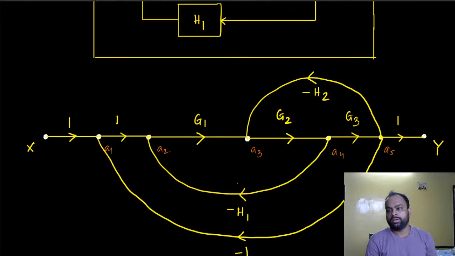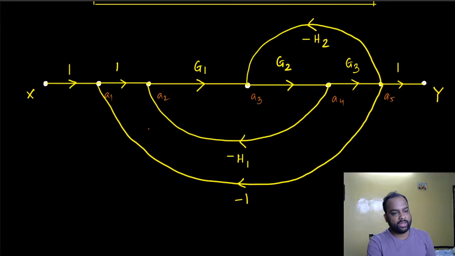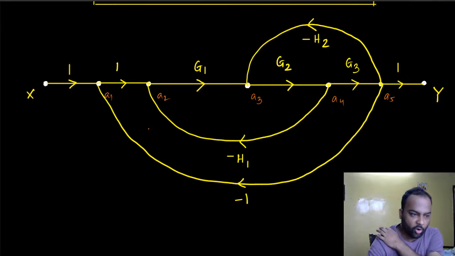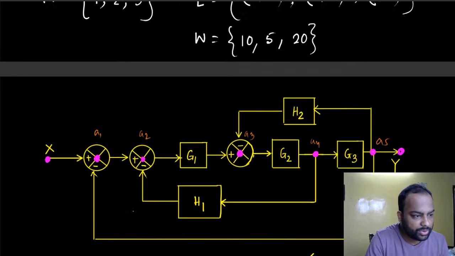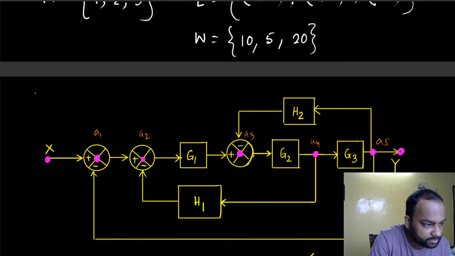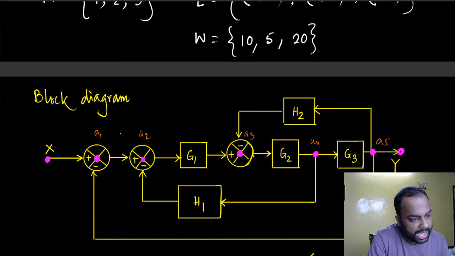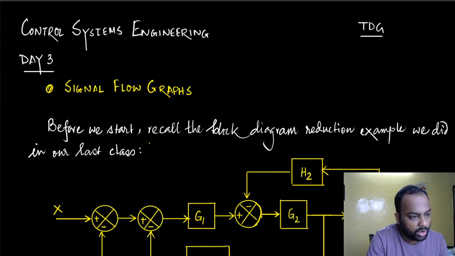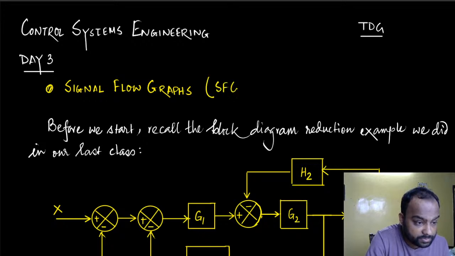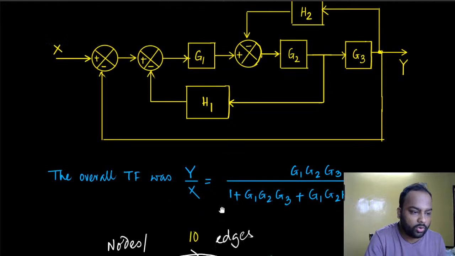All right, so if you have any query on how we constructed this one, feel free to ask, because we're going to jump to something called Mason's gain formula to figure out the entire transfer function in a single step. So this was our block diagram. And this is what we call the equivalent SFG, or signal flow graph.